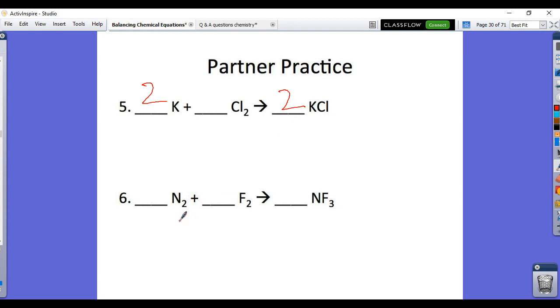And then we have nitrogen is 2, nitrogen is 1. So I'm going to put a 2 here. Now my fluorines are 6. 2 times 3 is 6. So I'm going to put a 3 here. And 3 times 2 is 6. So there's your balanced equation.